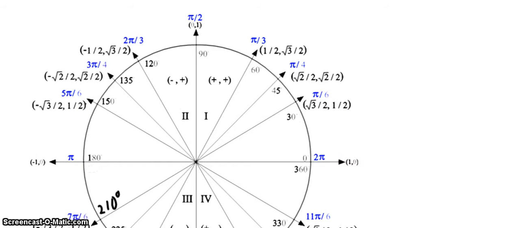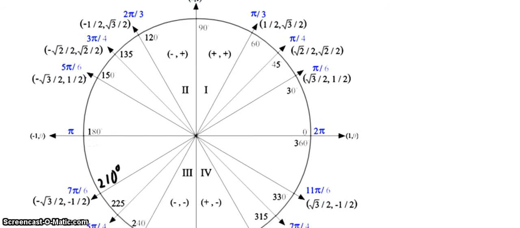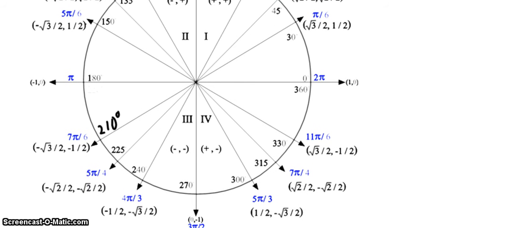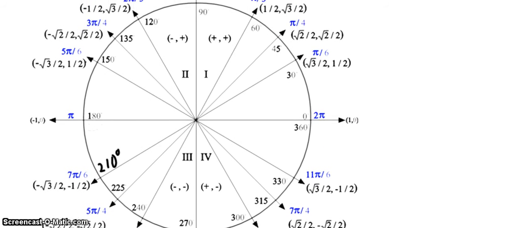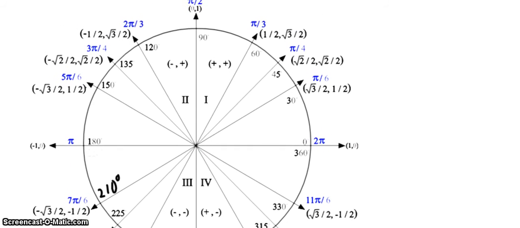So now we can see here is the entire unit circle with our degrees, our radians, and our coordinates. It is a thing of beauty. I know.